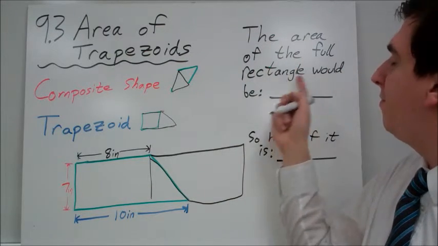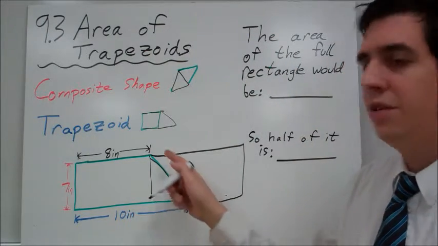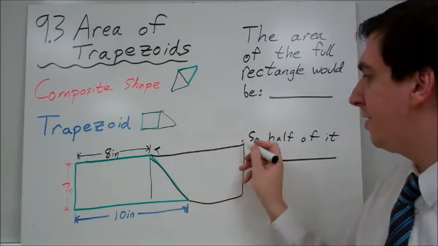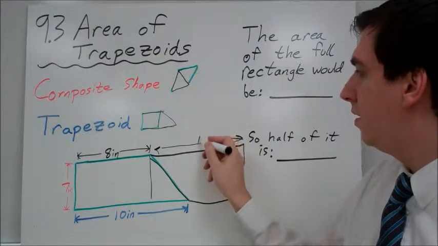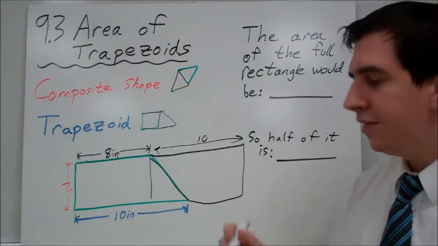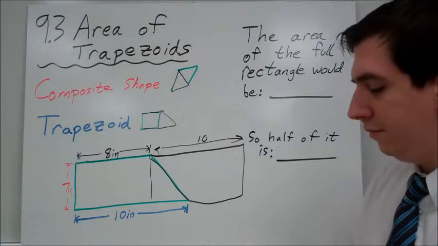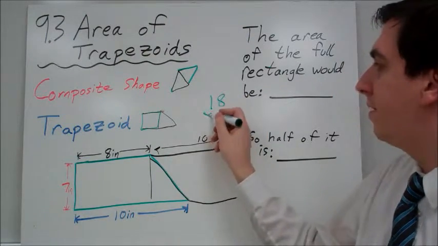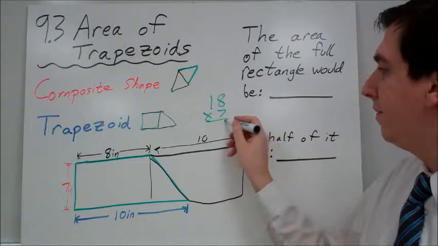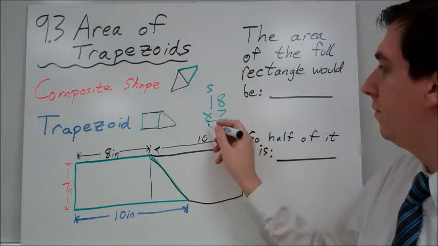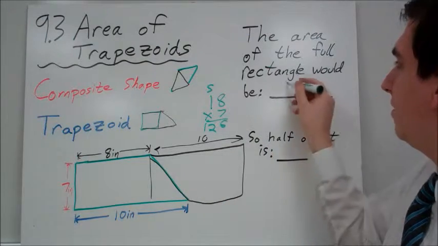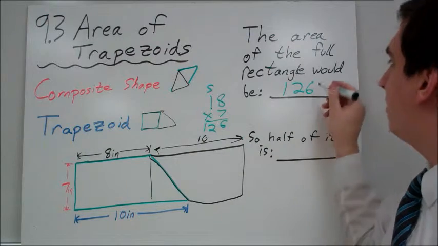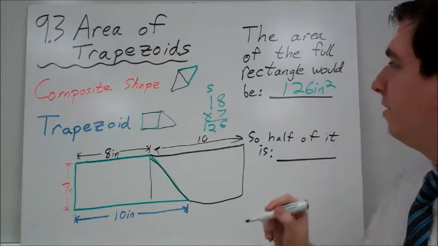So up here it says the area of the full rectangle would be, well, how long is this first? This piece on the top is 10 inches, and on the bottom, how long is this? This is 18 inches long. And it's still 7 inches high. 18 times 7 is 126. So the area would be 126 inches squared.